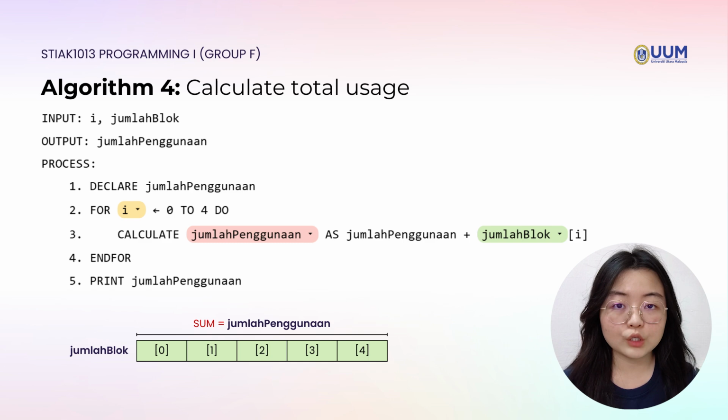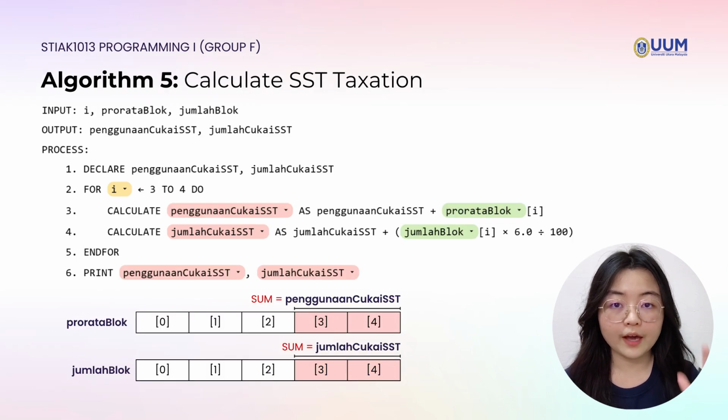Jumlah block is used in the process to calculate jumlah penggunaan. I is used for the iteration process. The iterative process sums up all the values in the jumlah block array to calculate jumlah penggunaan. The output jumlah penggunaan is the result of the calculation process. Algorithm 5 calculates the SST.